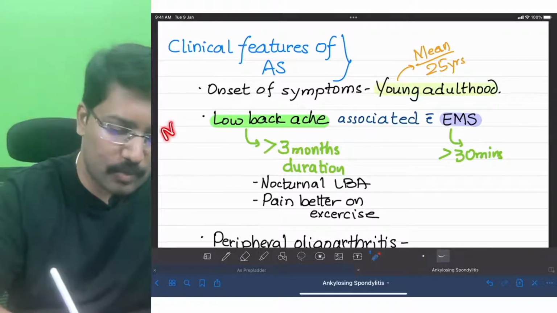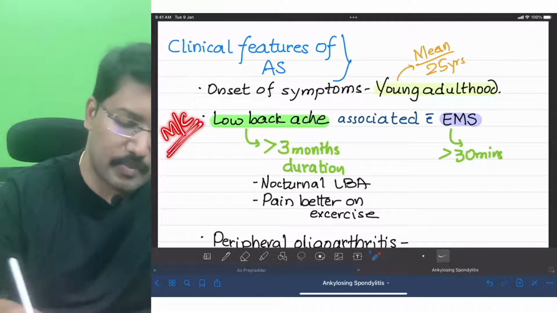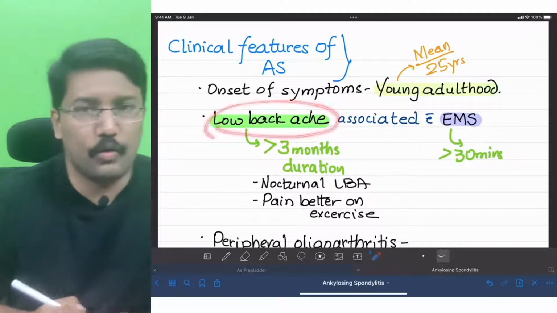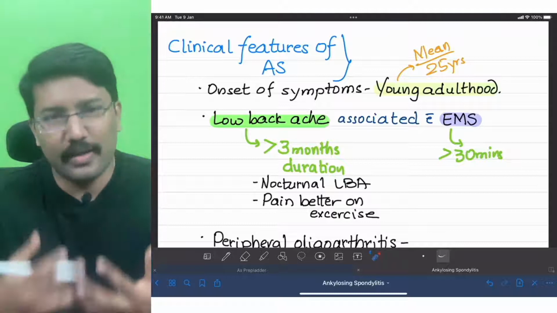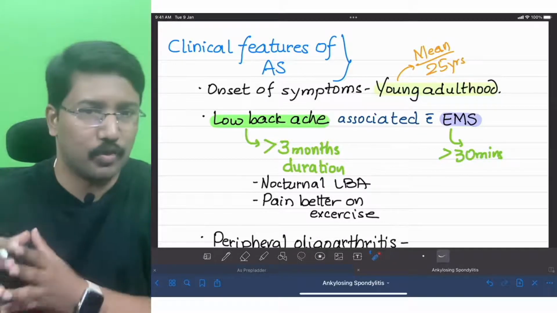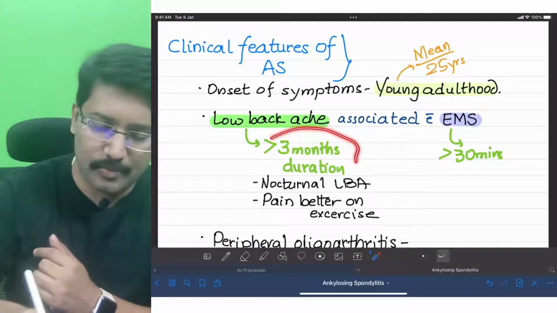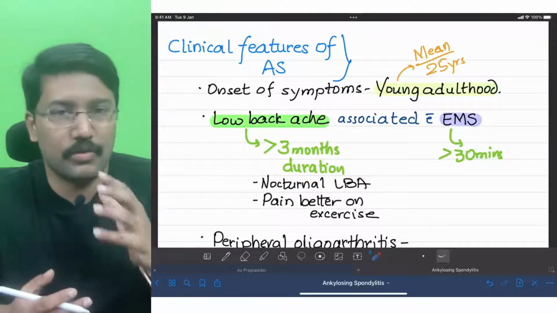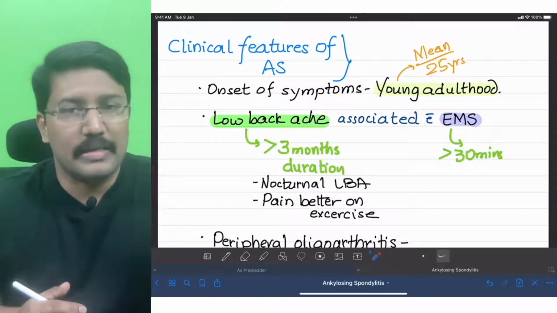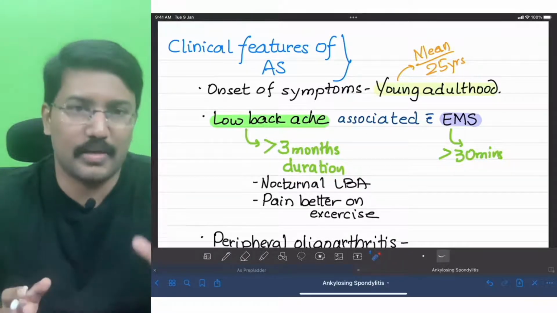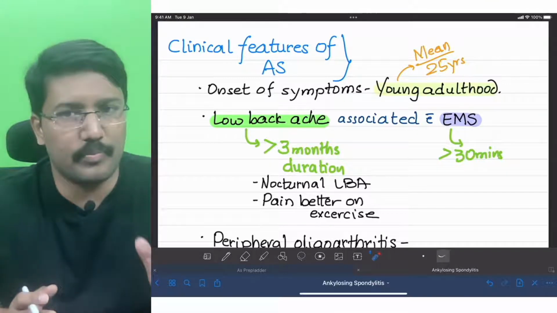The most common complaint of these patients is low back ache. For diagnosis, we need to have a history of low back ache lasting for at least 3 months in duration. The most common presenting complaint is low back ache. This is an MCQ point.